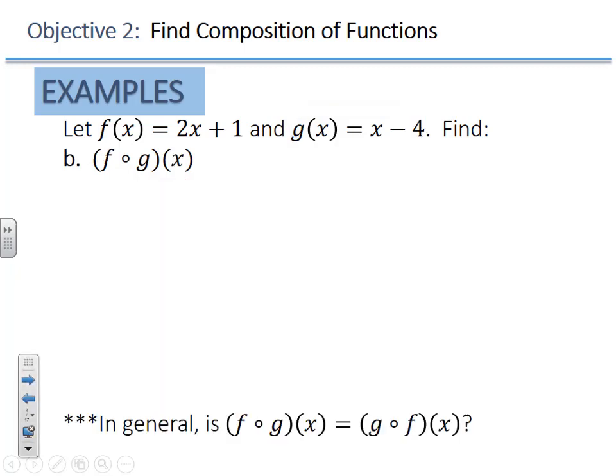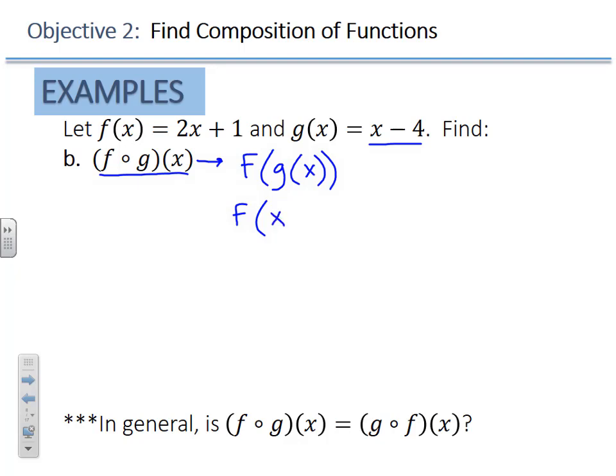Here's another one. We can actually just find out what the function is. So if we want to find not f of g of 9, but just f of g of x, we'll again rewrite that and describe it as f of g of x. But we know what g of x is. G of x is x minus 4. So that means instead of writing f of g of x, we can write f of x minus 4. So that means we're going to take x minus 4 and plug it into the f function.